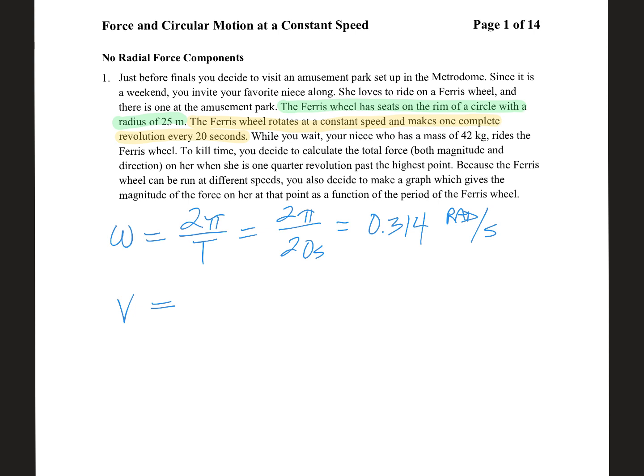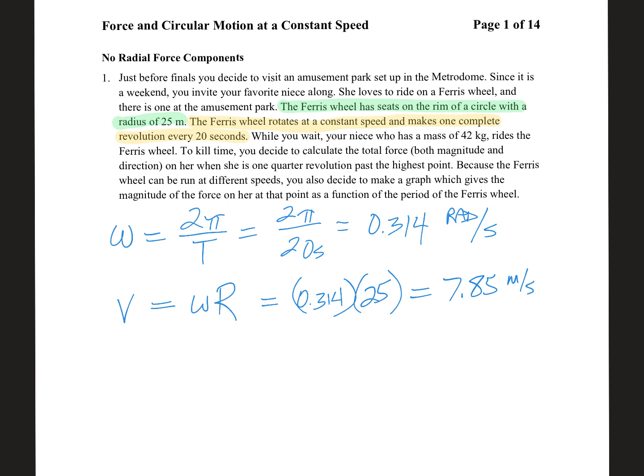Velocity, v, meaning the straight linear thing that we're used to, is equal to omega r. You took notes on this in this course and others. And so omega, we just did that one. I'm going to leave the units off just for simplicity. And r was 25 meters. So that many radians per second times 25 meters, if I do the math, I get 7.85 meters per second.